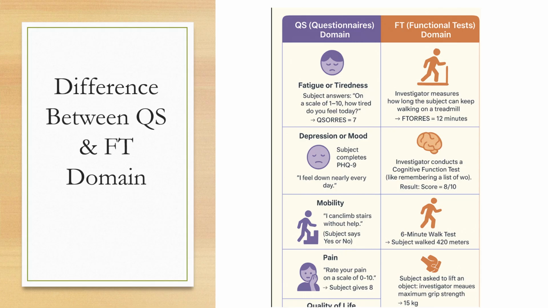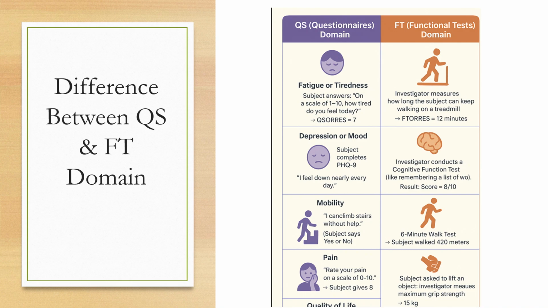The FT domain is a domain that has been added only in the latest few versions of the SDTM IG. If you are working on SDTM IG version 3.1.2, you will not see the FT domain. In that version, we only had the QS domain. So how will we judge which questionnaire form should be mapped to the FT domain and which to the QS domain?